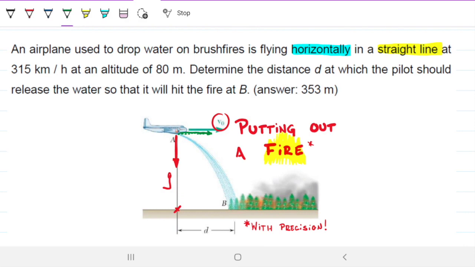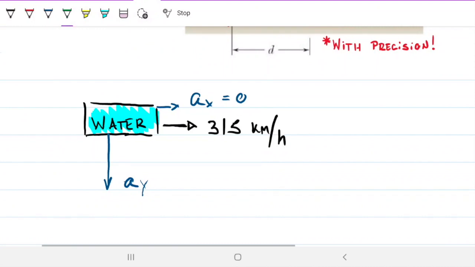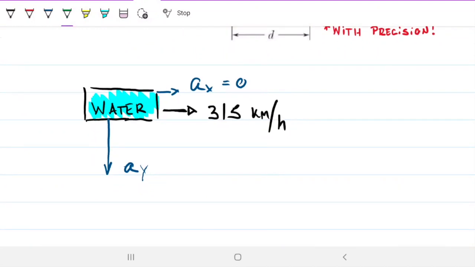So our idea here is to decompose these two vectors. One is this y vector, from when the water is released to when it reaches the ground. The other one is the x vector going in this direction. If we combine the two vectors, we end up at the beginning of the bushfire. That's the idea. So let's forget the plane for a bit and just think about the water, taking the water as my control volume.